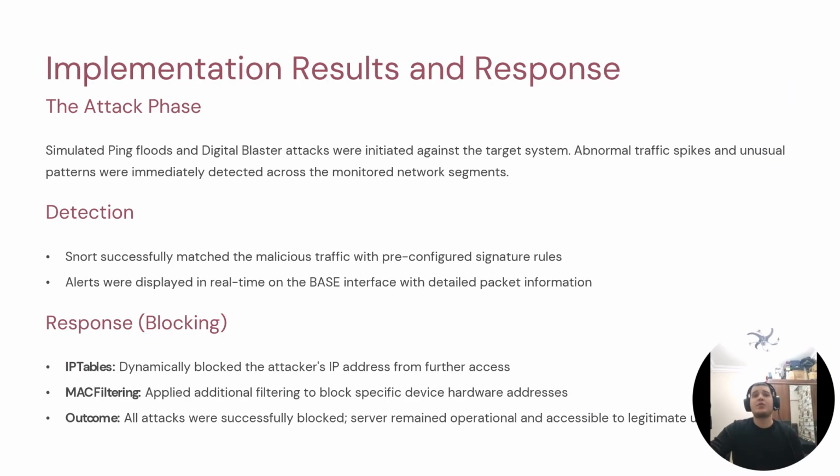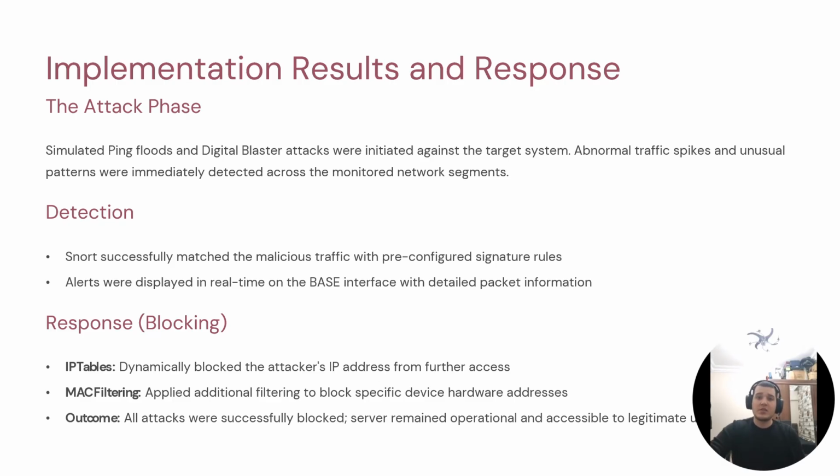When the system is put to the test under the simulated attack, the results demonstrate the interaction between detection and defense. During the attack phase, where ping floods and Digital Blaster attack the server, the network immediately experiences abnormal traffic spikes. The first is detection. Snort successfully identifies the packets by matching them with the pre-configured signature rules. Alerts appear instantly on the BASE interface, providing detailed information about the source of the attack.